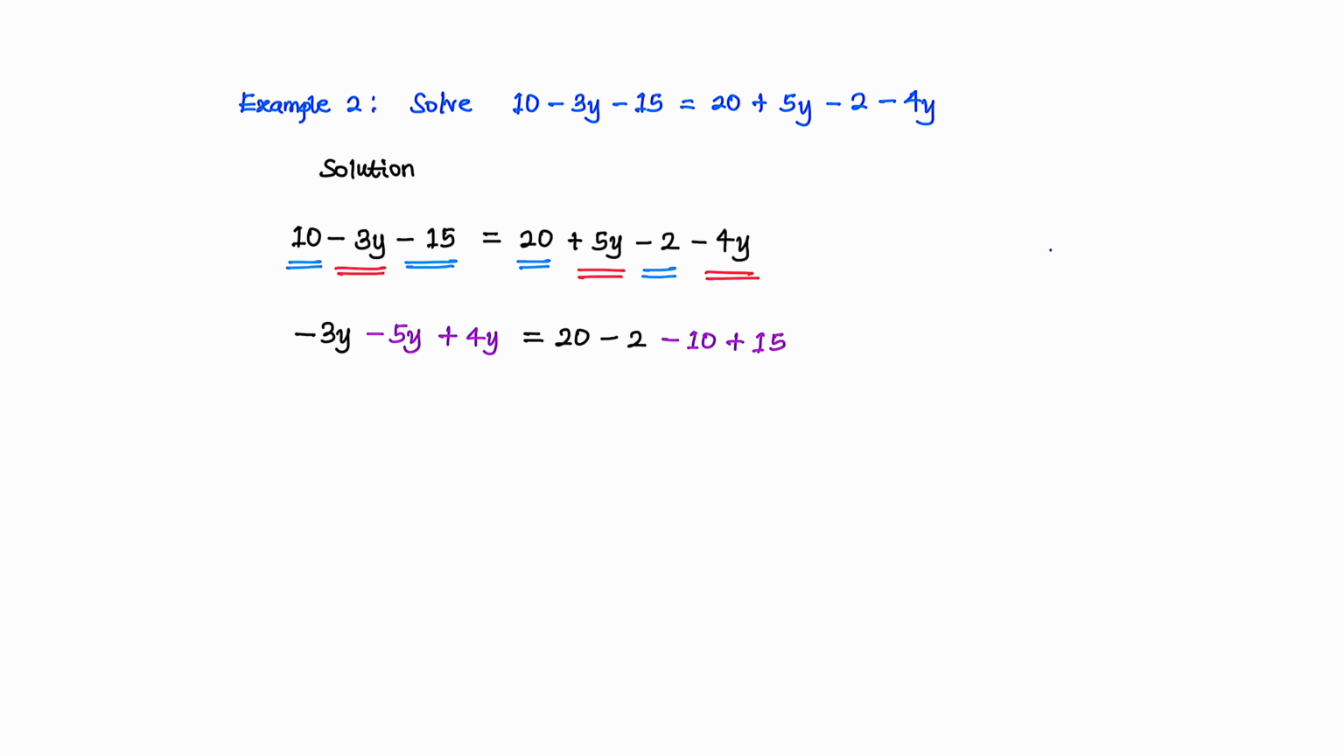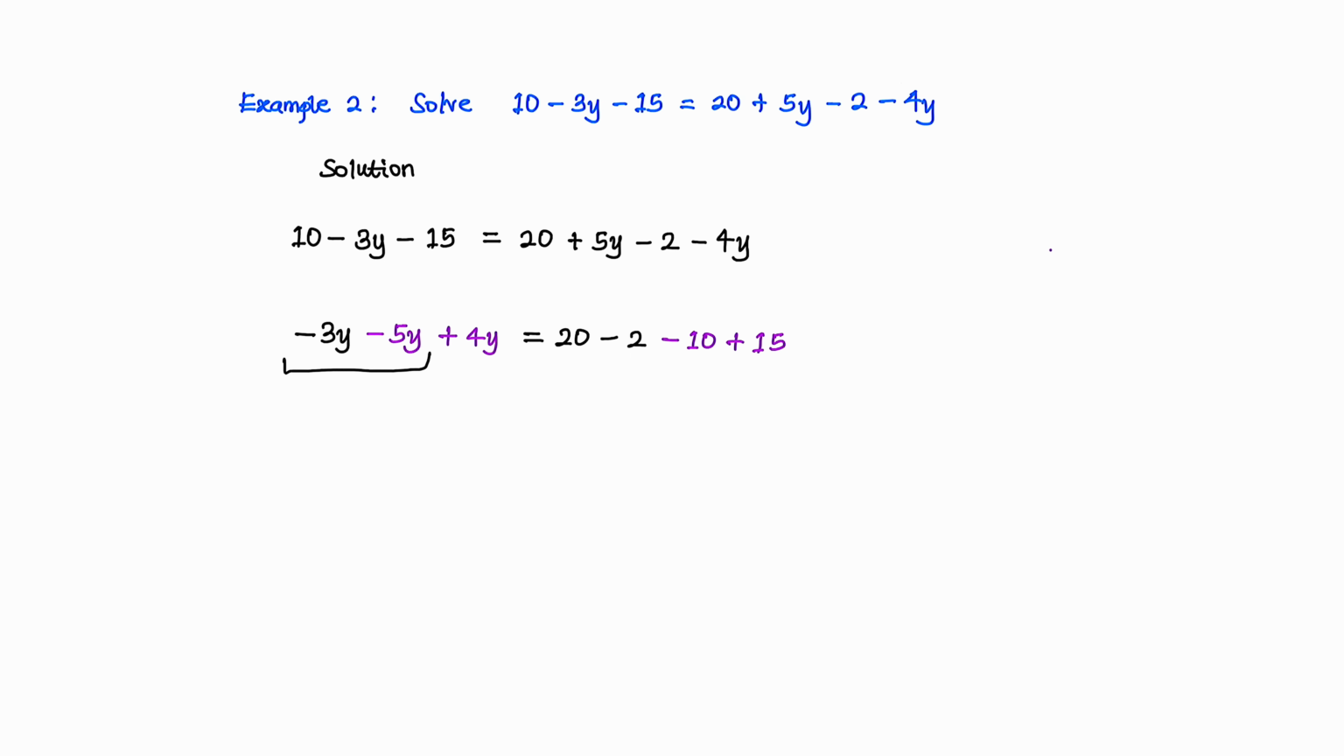And then we have 10. 10 has no y, so we bring 10 from the left all the way to the right. So because 10 crosses over the equal to sign, it goes from plus 10 to minus 10. And lastly, minus 15 is on the left, it comes to the right, so it goes from minus 15 and then it becomes plus 15. So simplifying, we have minus 3y minus 5y. We are simplifying this.